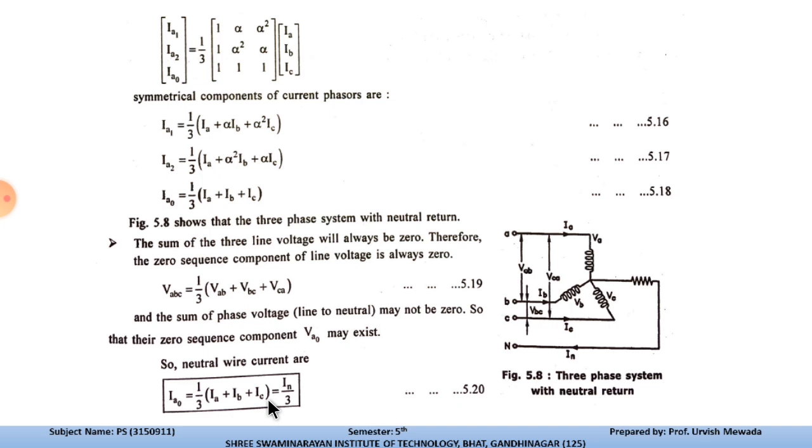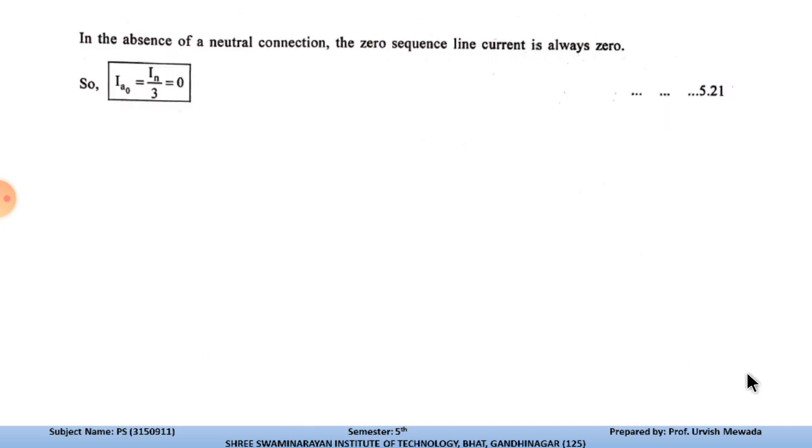So the neutral wire current, say IA0, is equal to 1/3 of (IA plus IB plus IC), or we can write it as IN by 3. So this is the equation that we can derive from this solution. In the absence of the neutral connection, the zero sequence line current is always 0, so that's why IA0 is equal to IN by 3 is equal to 0. So this is how we can solve the symmetrical components of an unsymmetrical phasor with the help of the matrix equation of the given system.